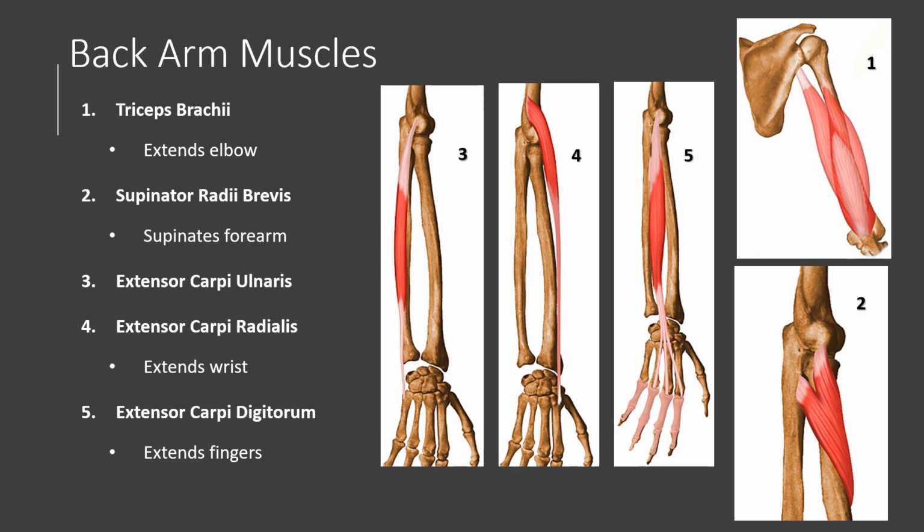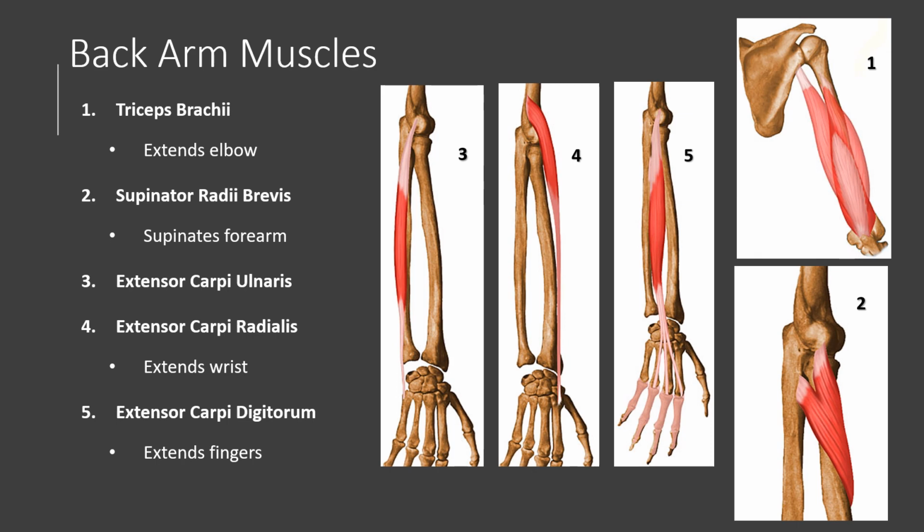Coming down to the back of the elbow joint itself, then we have the supinator radii brevis, and this does exactly what's written on the tin. It's telling us that it supinates the radial bone, and brevis means small, so it's a small muscle, and we can see that in picture number 2. So supinator radii brevis turns the hand over, so it supinates the forearm.